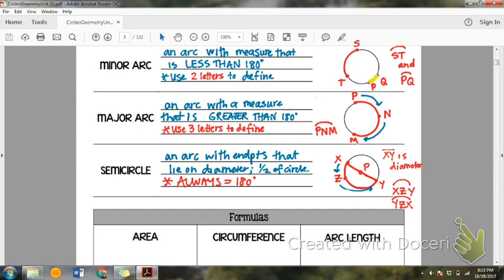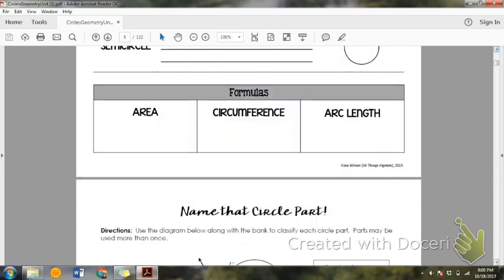All right, we're going to talk about a couple formulas that you're going to need, and then we'll get to work. So the area of the circle is everything that's inside of the circle. Okay, so the area covers the inside of the circle. So the area of a circle is equal to pi times r squared. R stands for the radius, right? R is the radius. And we know that pi is 3.14.